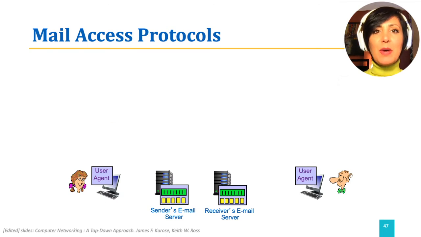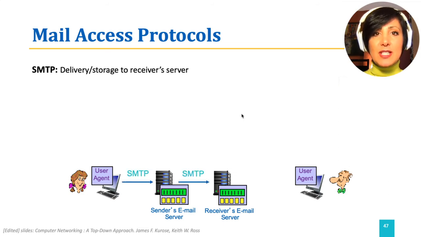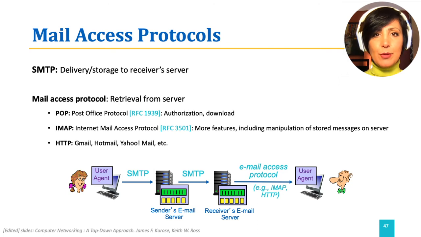A question that you might have by now is how the user agent receives the messages from the mail server. SMTP is in charge of delivering messages from user agent to the SMTP sending server and from the SMTP sending server to the SMTP server of the recipient until it is stored in the user mailbox. From there on, mail access protocols like POP, IMAP, or HTTP, in case of webmail, deliver the emails to the user.